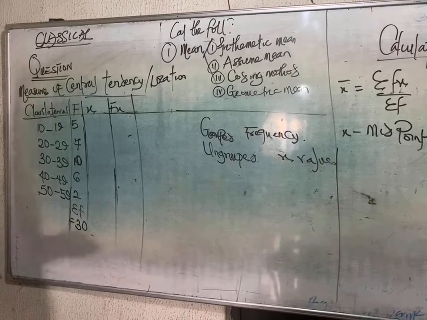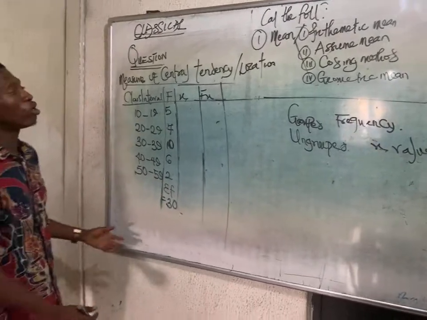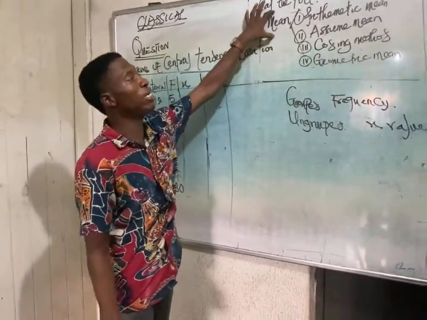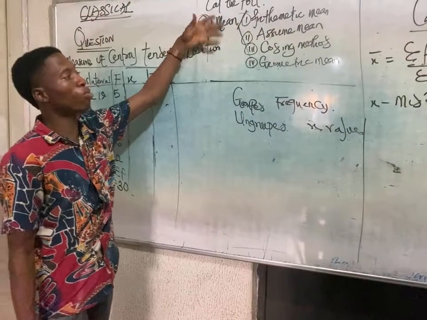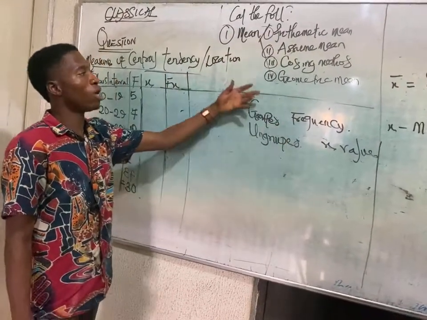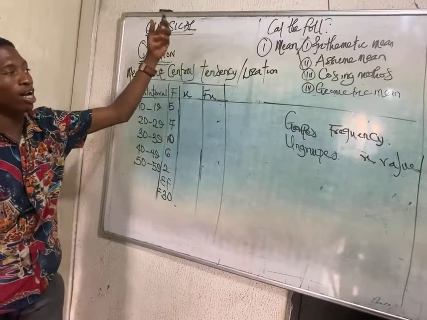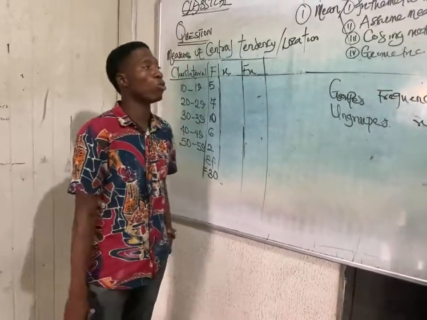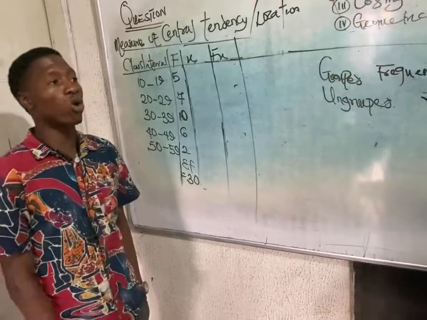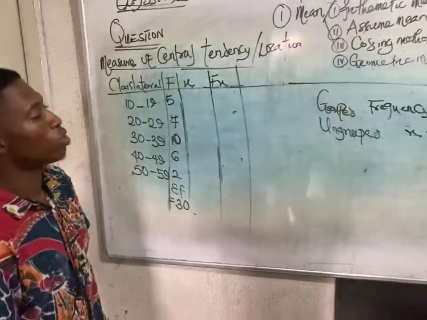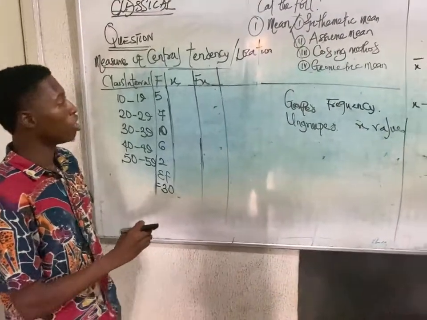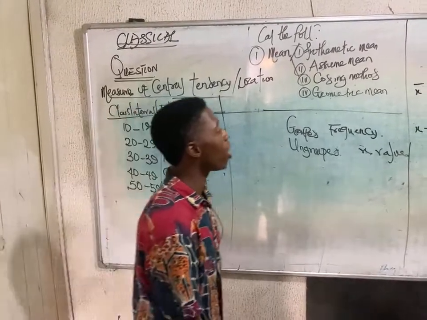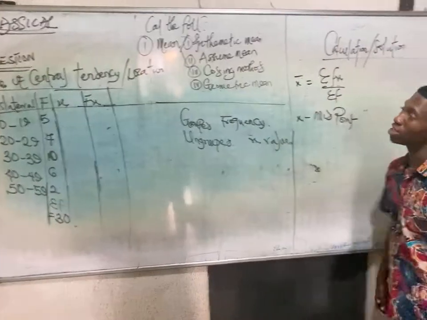So for this question, we shall be solving the following concepts under mean. I want us to know that mean is subdivided into the following: we have the arithmetic mean, the assumed mean, the geometric, and the coding method. Likewise, we also have harmonic mean. So let's take it one after the other. We shall be commencing our calculation from arithmetic mean.